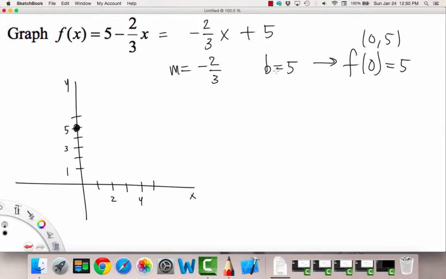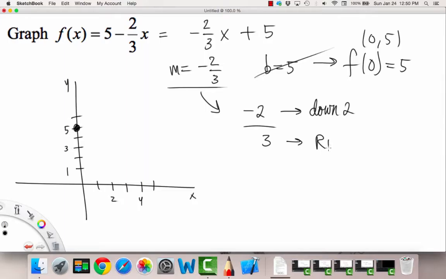And then we used our y-intercept. Now all we have to do is use the information given by our slope. There are a couple of ways you can interpret the slope. You can say this is negative 2 over 3, which would mean go down 2 as you go to the right 3. So let's draw that: down 2, so we're going down to 3, and then over 3 units. It'd be like this.